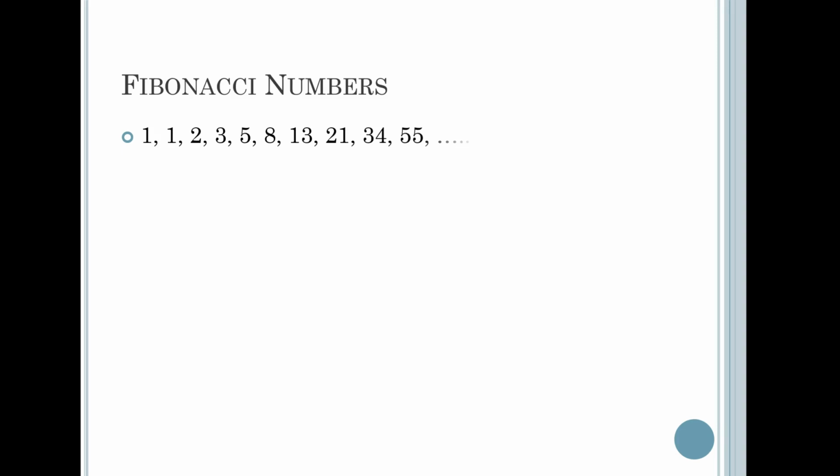So the next Fibonacci numbers are here. They should be 21, 34, and 55. So that means that F9 is 34 and F10, the 10th Fibonacci number, is 55.